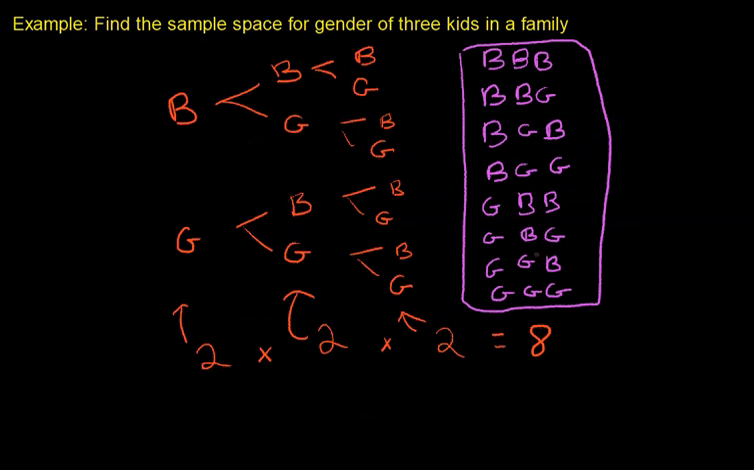This is a listing of all the different possible events. And there should be 8 in total. So let's count. 1, 2, 3, 4, 5, 6, 7, 8. That's a good way to check that I didn't miss any branches of my tree. Great. So there's my sample space for having 3 kids in a family.